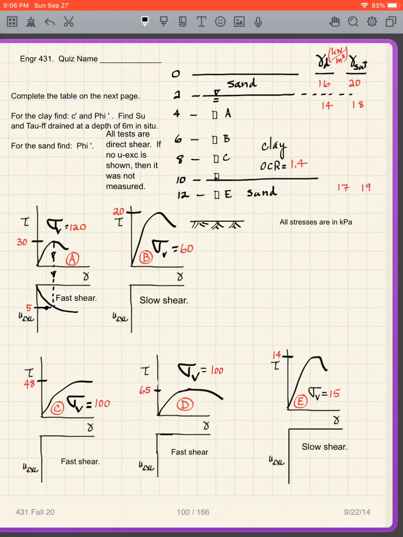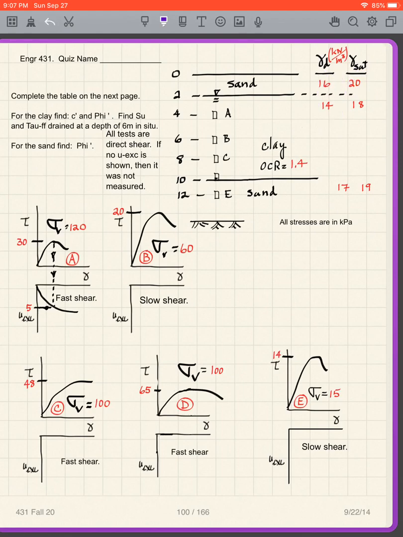All right, so we want to go through a sample type of a quiz. And okay, so what do we have? We have our soil profile. We have sand, clay, sand, and everything is in meters and kilopascals, kilonewtons per cubic meter. Here are the densities for the sand, and this is the clay, and this is the sand down below.